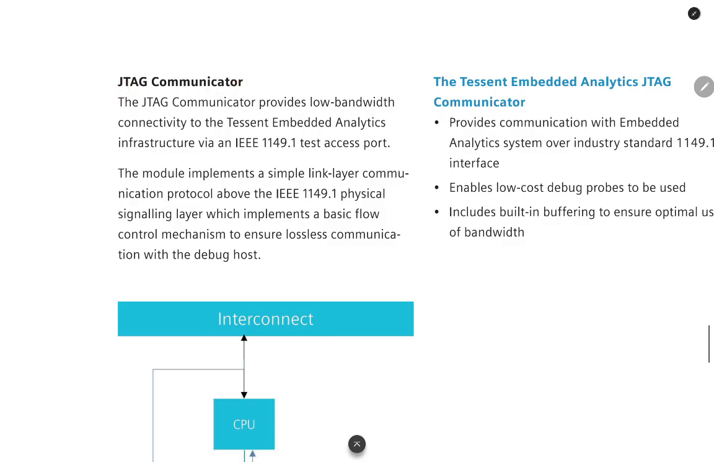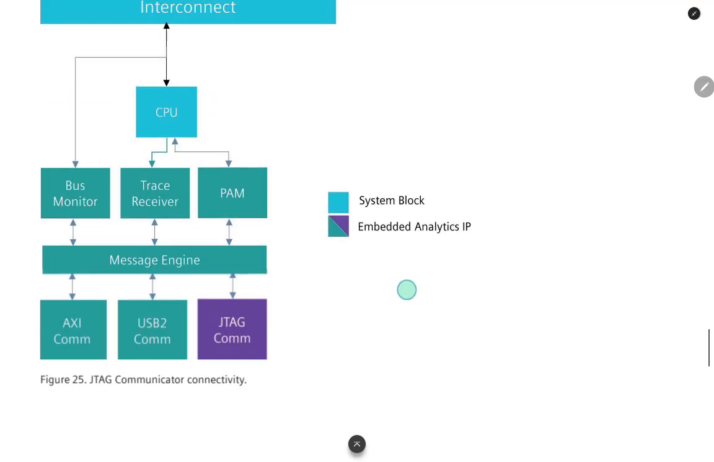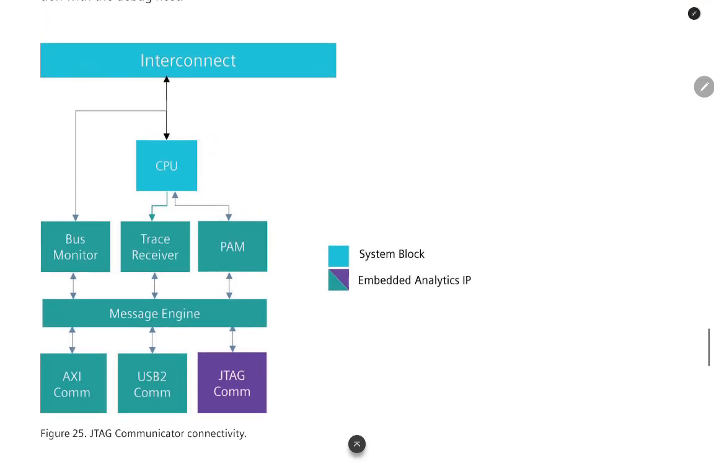JTAG communicator. The JTAG communicator provides low bandwidth connectivity to the Tessent Embedded Analytics infrastructure via the IEEE 1149.1 test access port. The module implements a simple link layer communications protocol above the IEEE 1149.1 physical signaling layer, which implements a basic flow control mechanism to ensure lossless communication with the debug host. Figure 25 is the JTAG communicator connectivity.